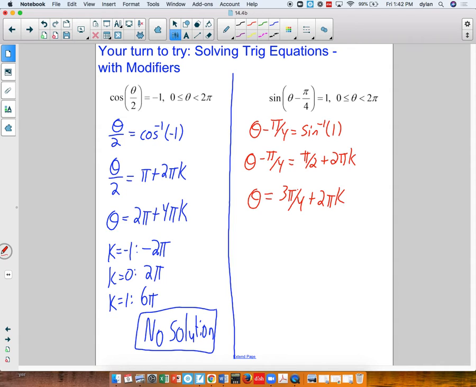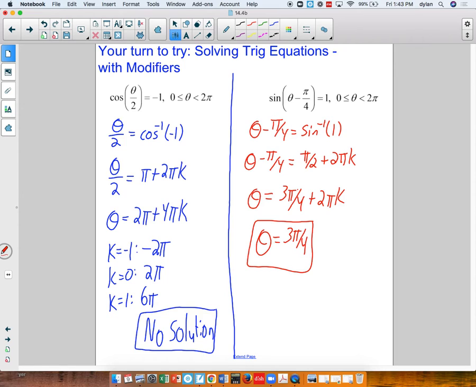So now, if we think about this and iterate through this, we would have, if k is 0, theta equals 3 pi over 4. If k is 1, we would have 3 pi over 4 plus 2 pi, which is too big. So in this case, theta equals 3 pi over 4 would be our only solution to this problem.